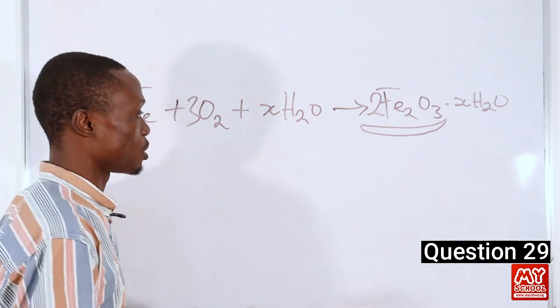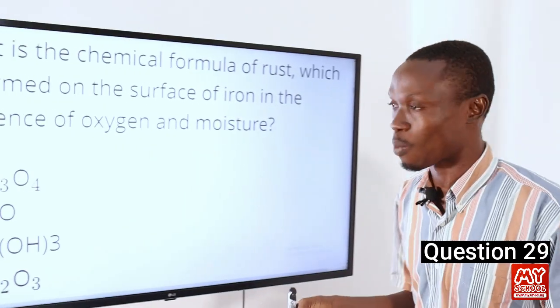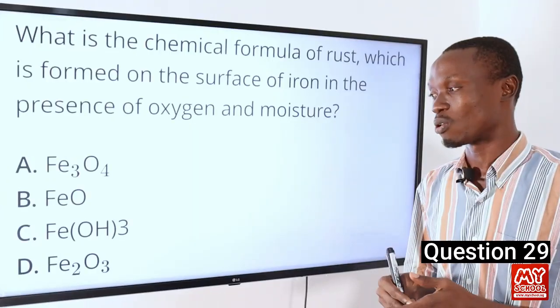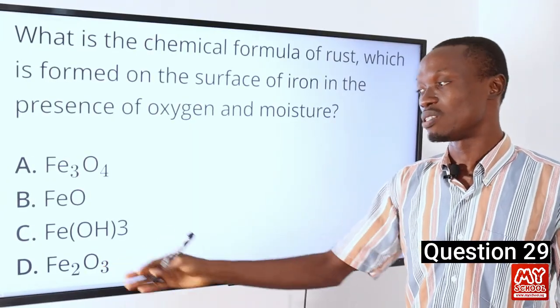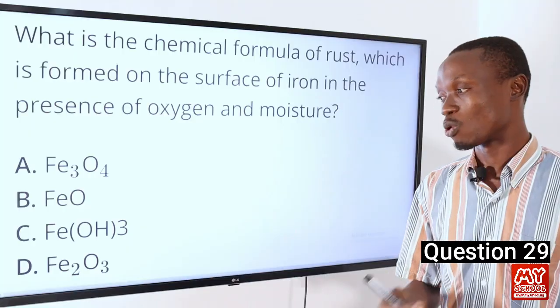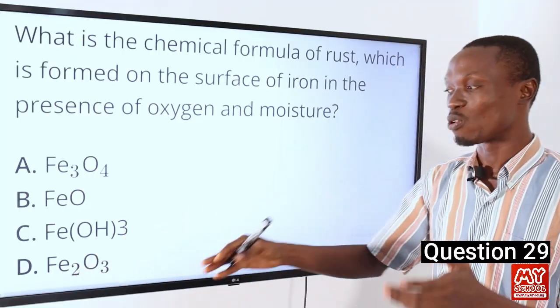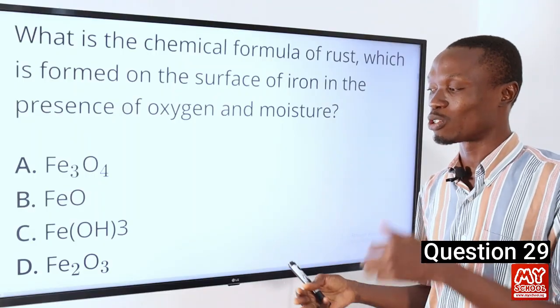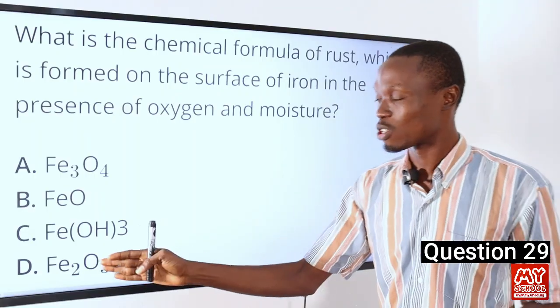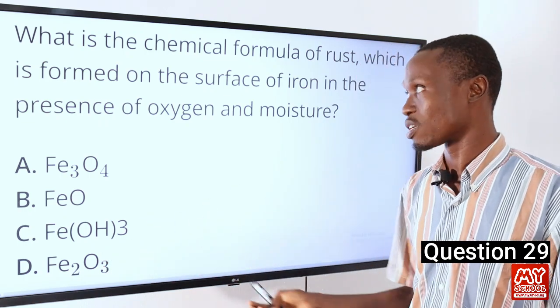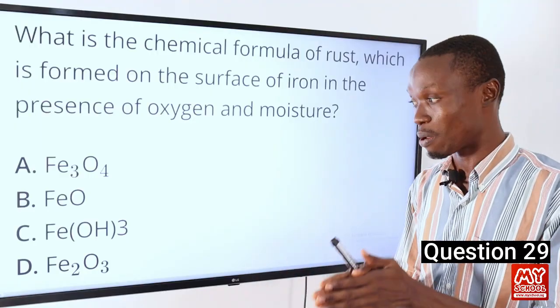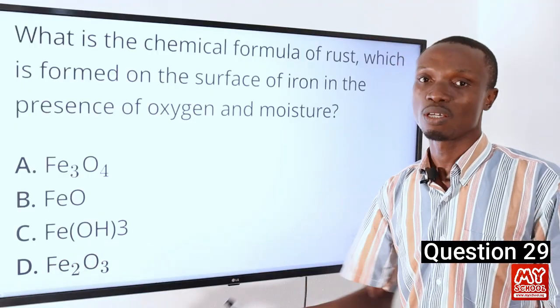So let's move over to the screen to pick the correct option. A is not what we got from our chemical equation, B is not what we got, C is not what we got, but what we actually got is D. Option D is the anhydrous form of what we got on the board. So this is anhydrous iron(III) oxide. What we have on the board is hydrated iron(III) oxide, meaning it contains water of crystallization. This one does not contain water of crystallization, but it is what is formed on the surface of metals, on the surface of iron in particular. So option D is the correct option.